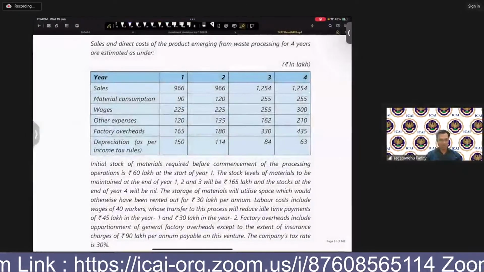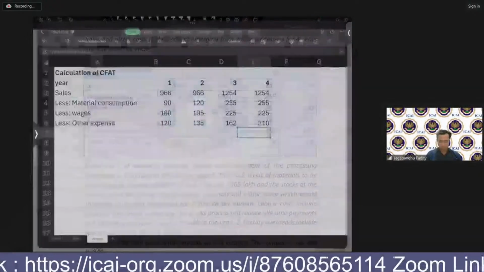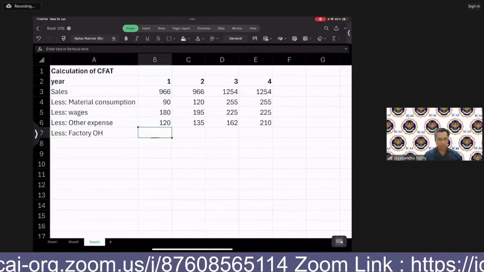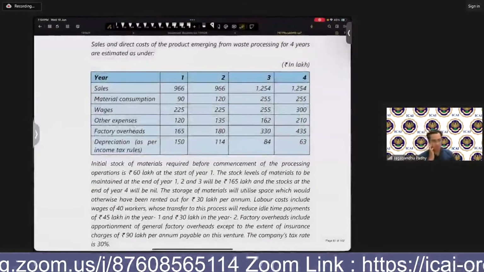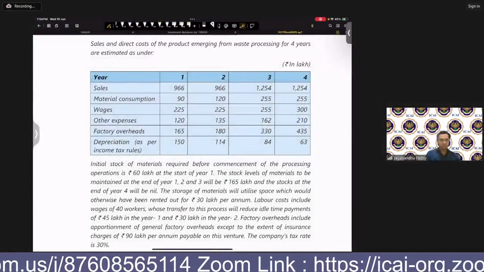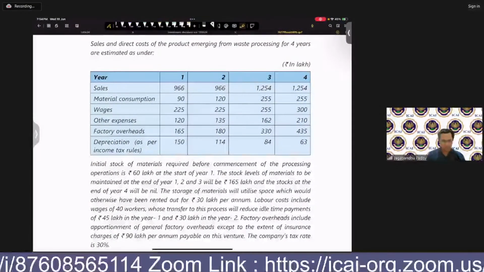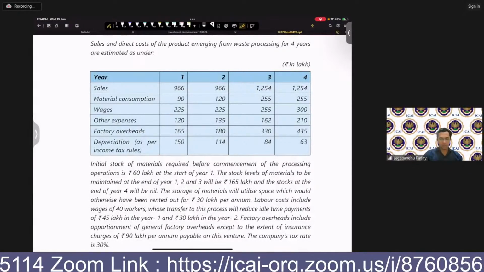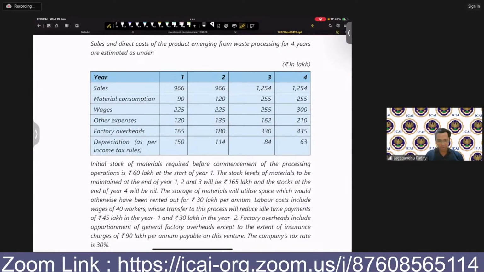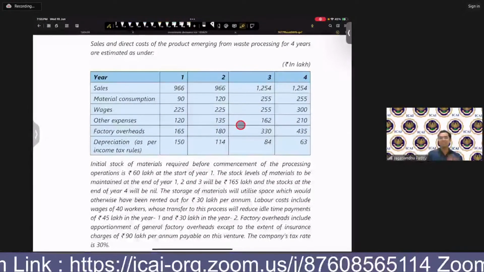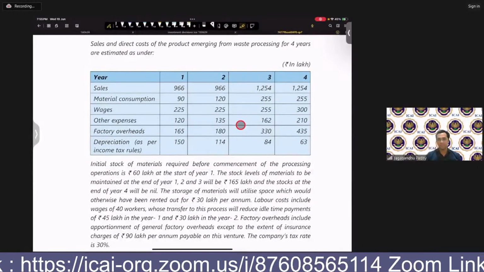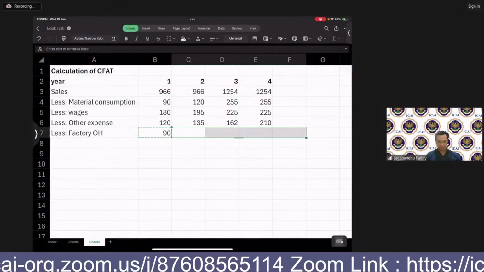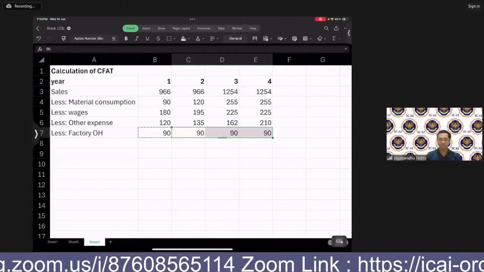Factory overheads. So we'll say less factory overheads. Whatever has been given as the factory overheads, that is what we are going to consider. So factory overheads is 165, 180, 330, and 435. But in the factory overheads, I stated that these are the allocated figures except the insurance expense of 90. So let me just take only 90 as my factory overheads because all other numbers are just allocation.